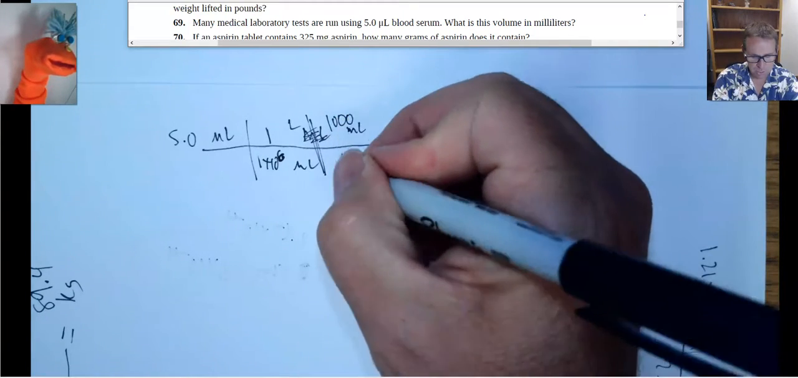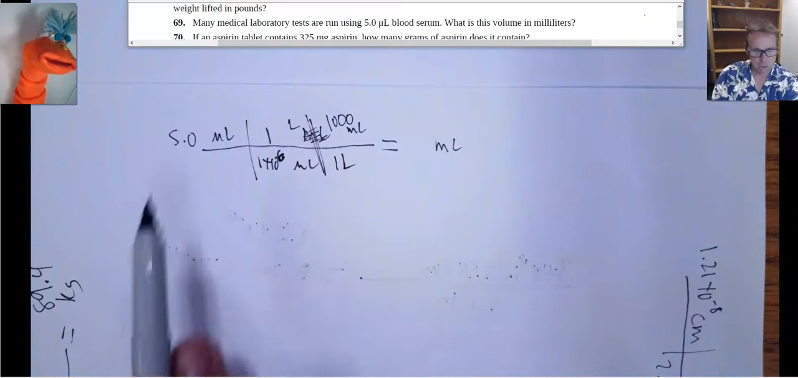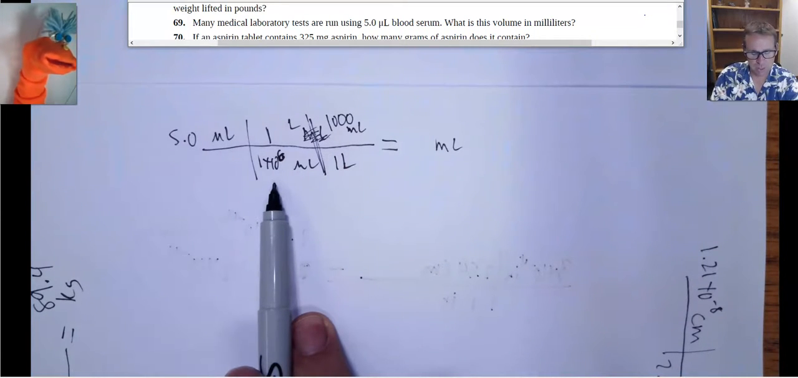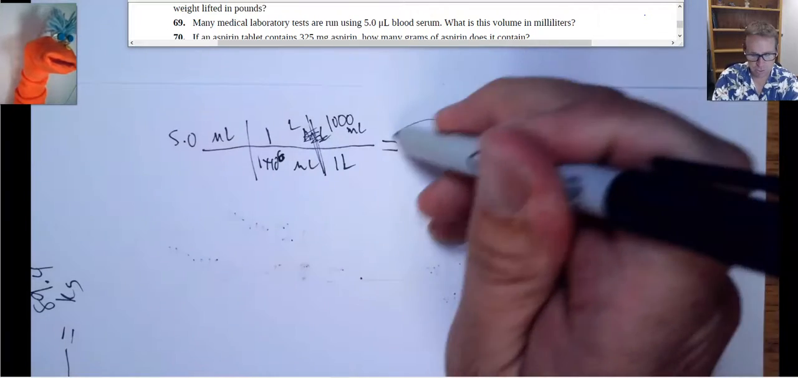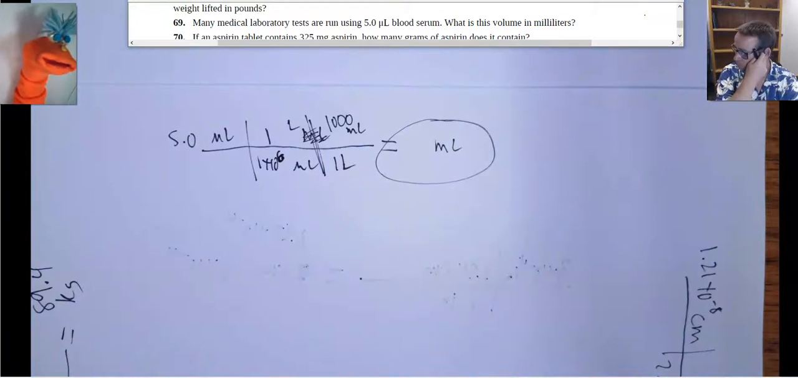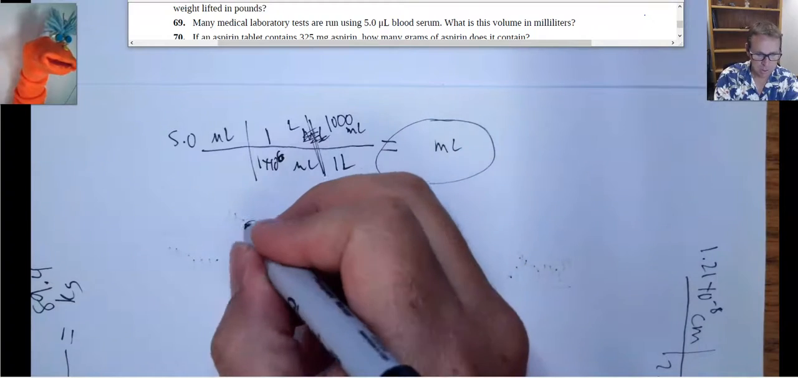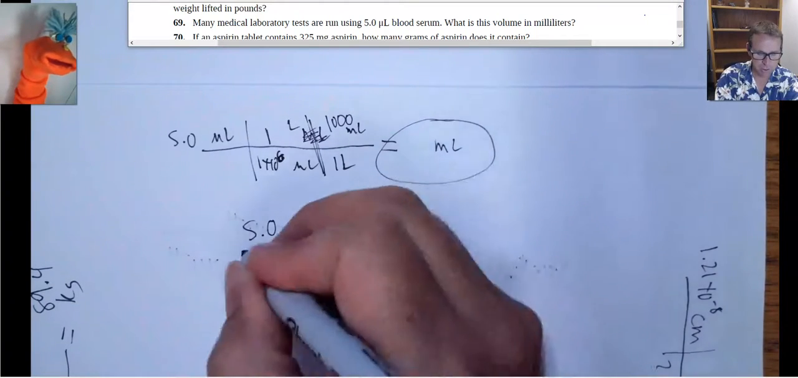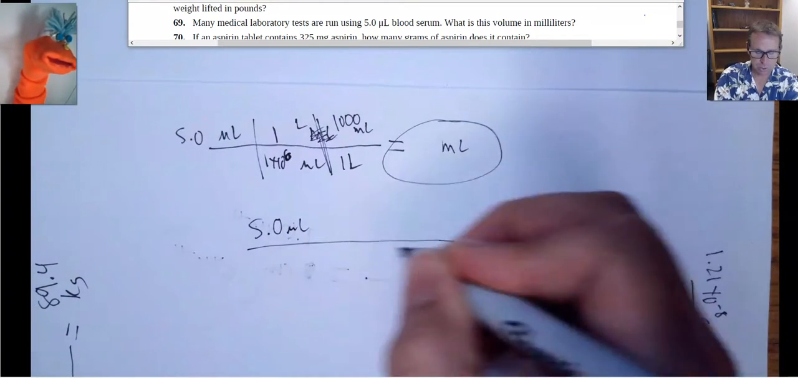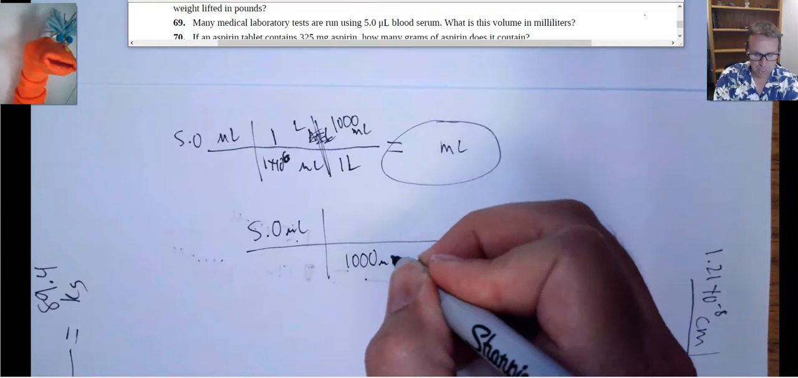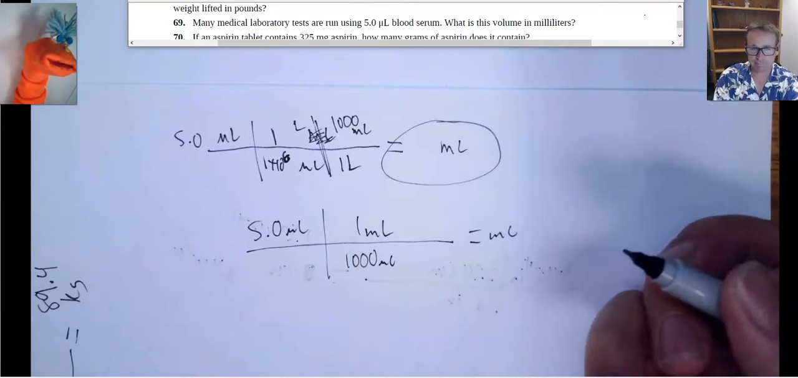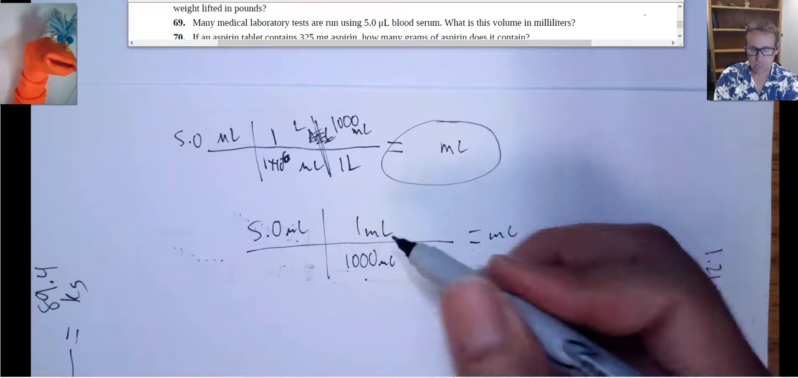There's 1,000 milliliters for every liter. So this value divided by 1 times 10 to the 6th times 1,000 will tell you how many milliliters there are. Couldn't you have just divided by 1,000? You can do the same thing if you go from 5.0 microliters to milliliters. If I knew that there's 1,000 microliters for every 1 milliliter, that'll do the same thing.